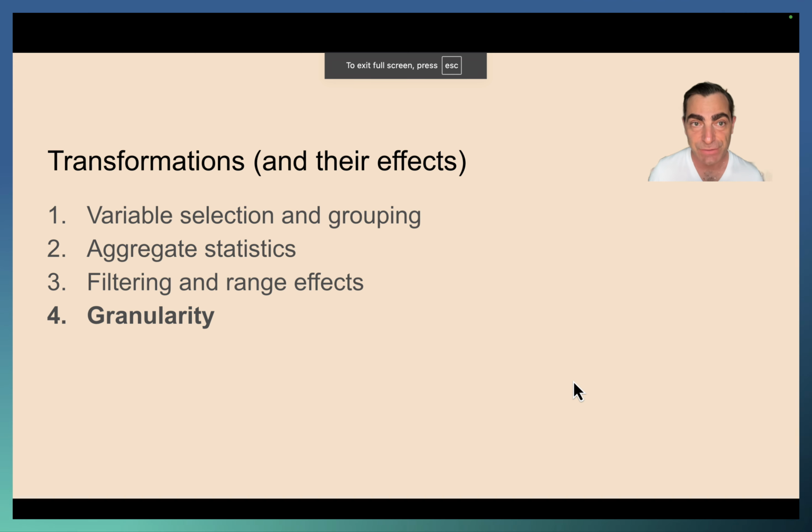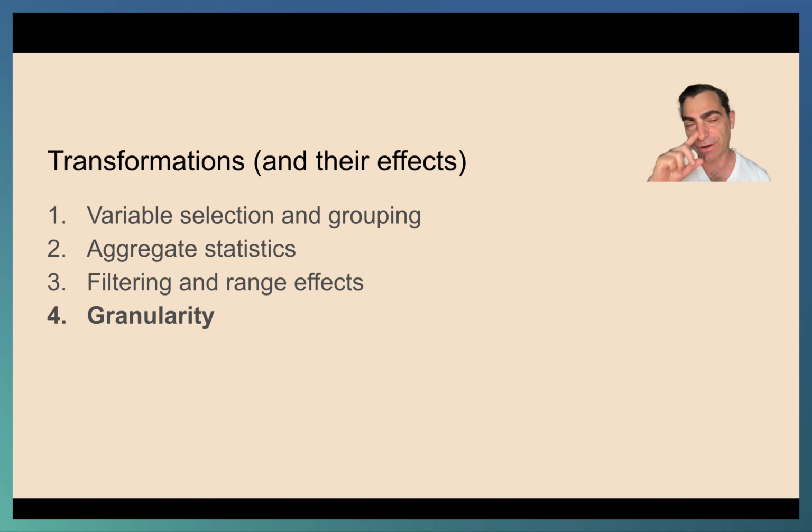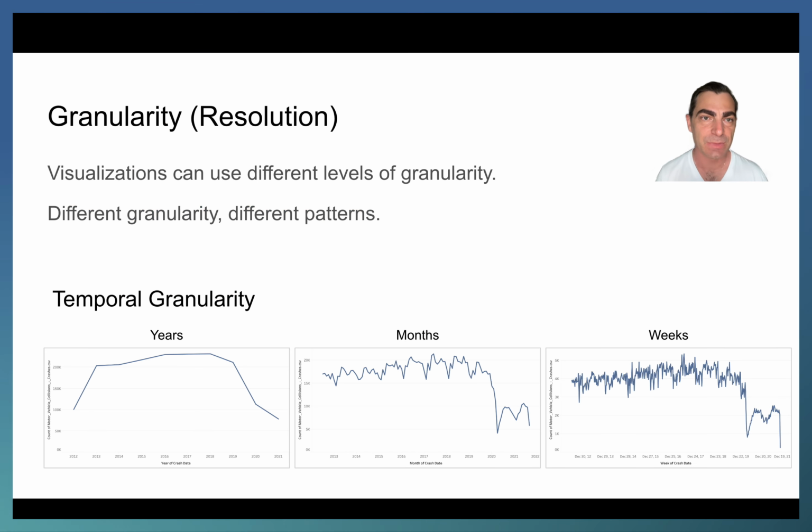The last type of transformation we consider is granularity, or change in the granularity of the data. So the idea here is that very often in visualization, we can decide to change the level of granularity or resolution of the data that we have, so that we can make certain patterns more or less apparent, or focus on certain types of patterns.